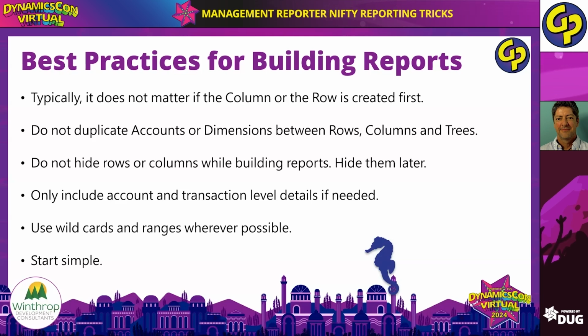Account and transaction level details are available for any reports that we build inside Management Reporter with drill down to those levels. They do make the reports run a little bit slower. So if you don't need those levels of details, which we'll look at inside the reports in a minute, don't include those in the report definitions. Use wildcards and ranges whenever you're building report definitions in the rows, the columns, and the trees. Those are the asterisks, the question marks, or ranges. And the big picture for building reports inside Management Reporter: start simple, really easy reports, run the report, see what you get, go back and make changes.